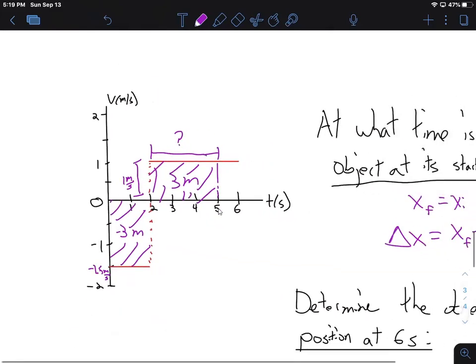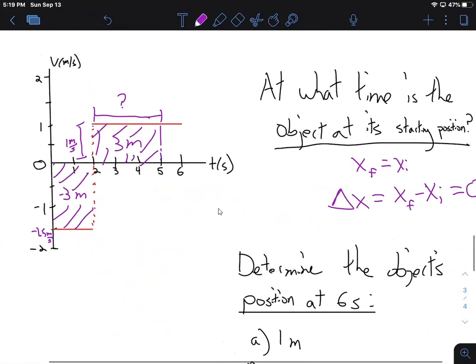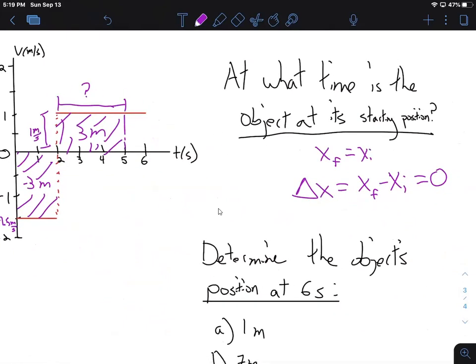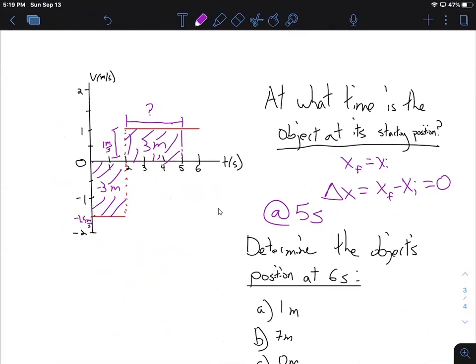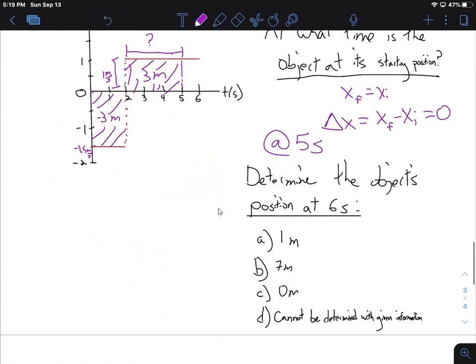So I find that at what time is the object at its starting position? And it's going to be at the 5-second mark. So after exactly 5 seconds, this object will be back where it started. It's going in the negative direction, then it turns around and goes in the positive direction.